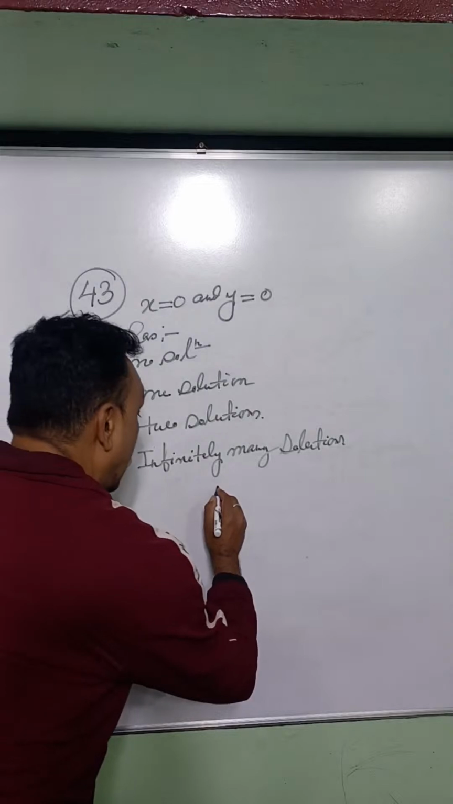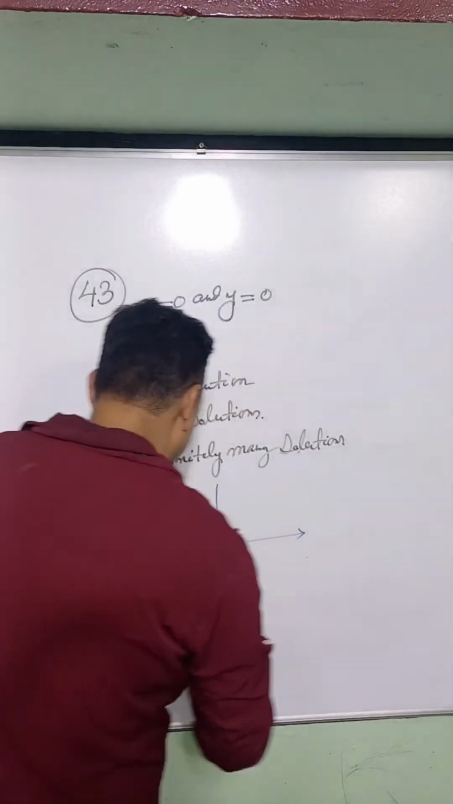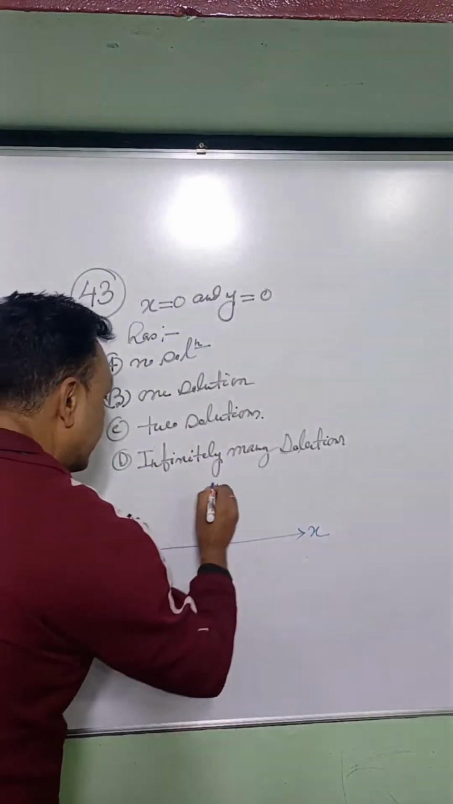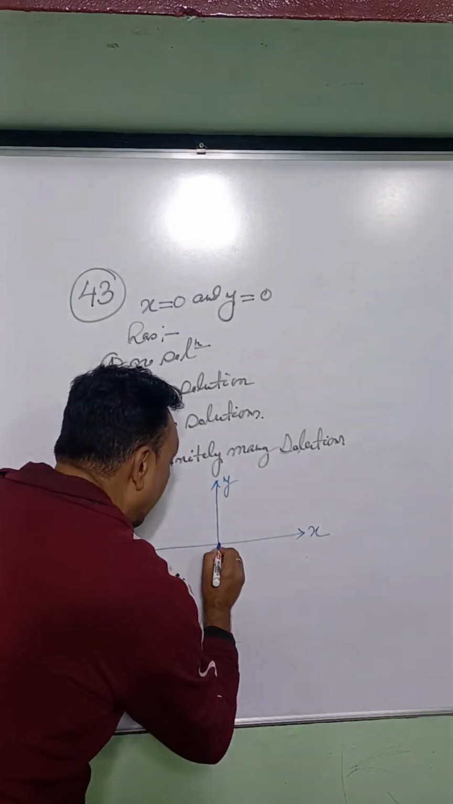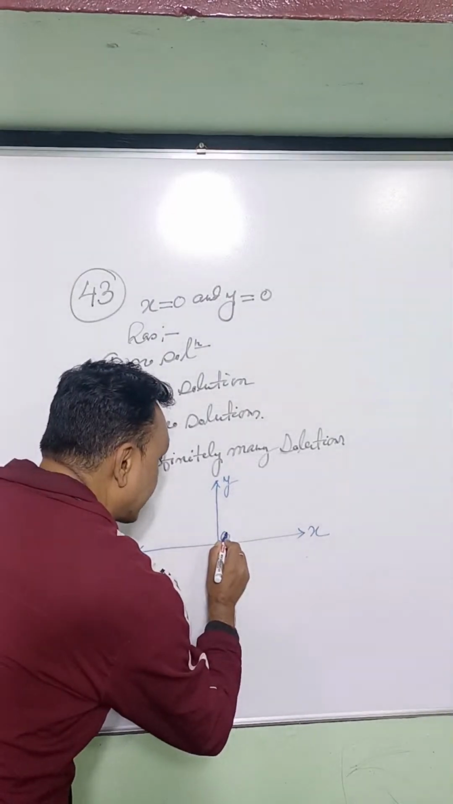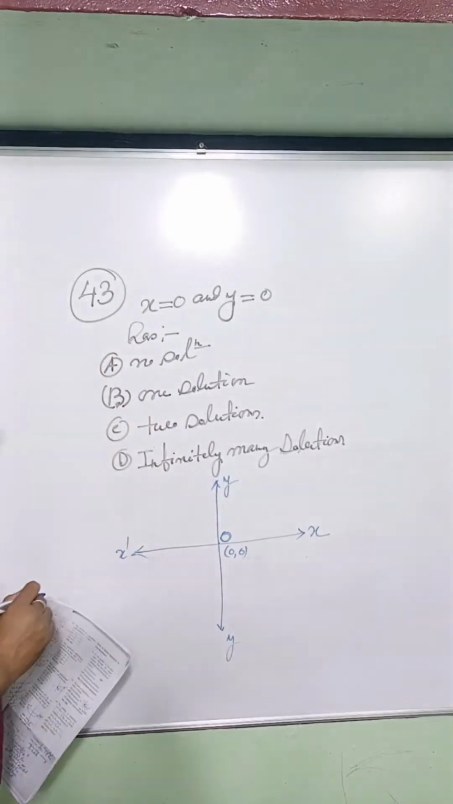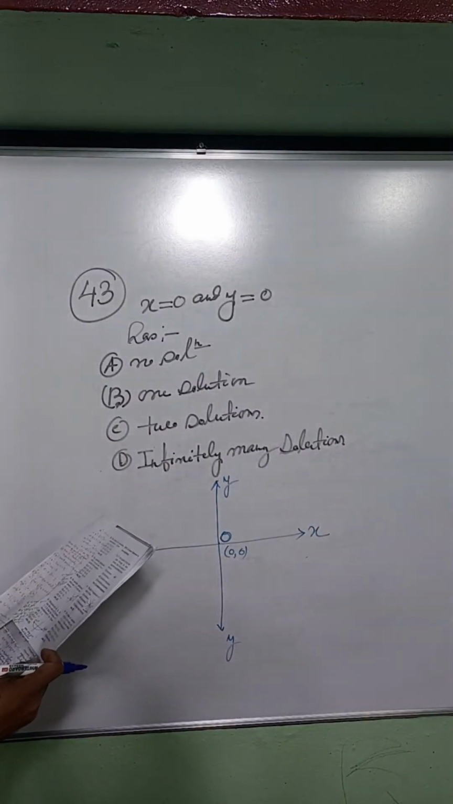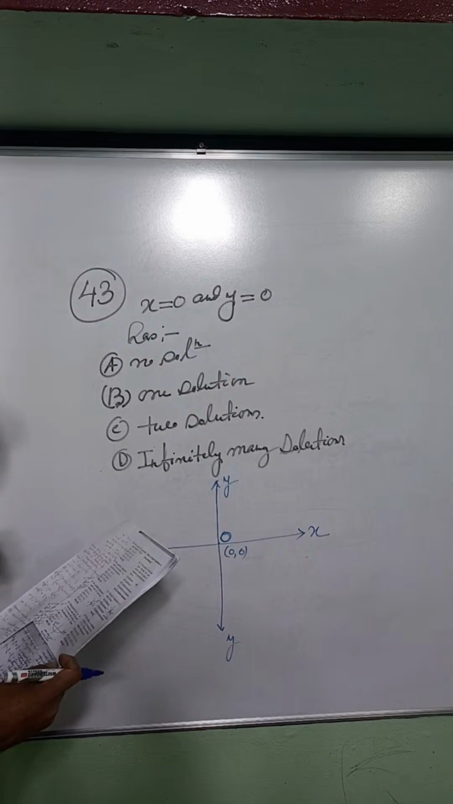I'll draw the graph so it will be clear to you. This is the x-axis, x prime axis, y prime axis, and this is called the origin, O. This intersecting point is called the origin, and the coordinate of the origin is 0, 0, right? So x is equal to 0, y is equal to 0. All right?